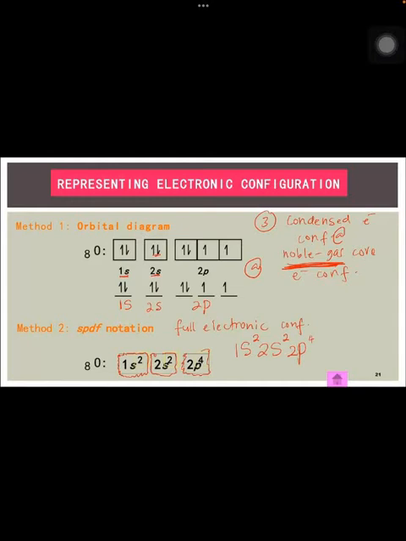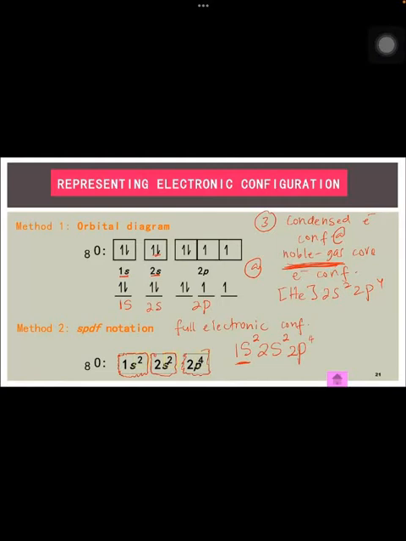Bermula daripada helium, neon, argon, krypton, xenon, right? Okay. So dalam case ni, kita akan of course discuss lebih detail, but just to show you an example of condensed electron configuration, kita akan substitute 1s2 ni with helium, okay? And kat luar tu will be 2s2, 2p4. So this is just to give you an example of what is noble gas core electron configuration.